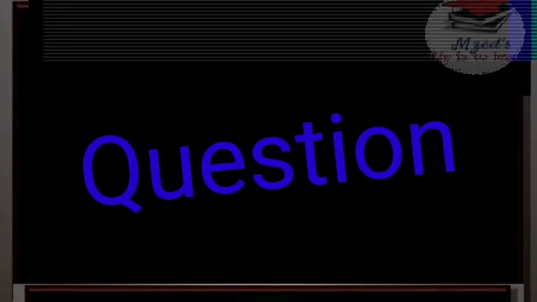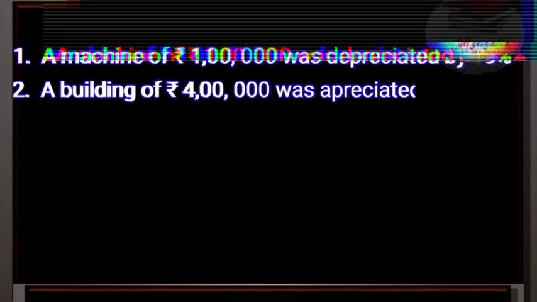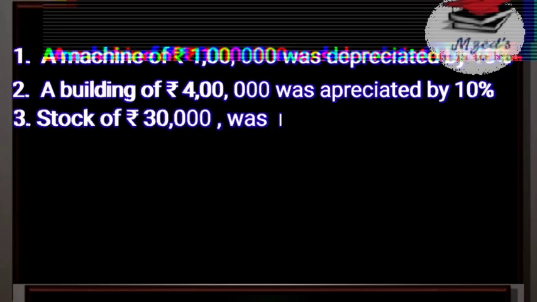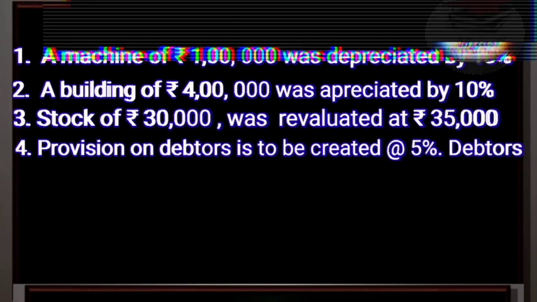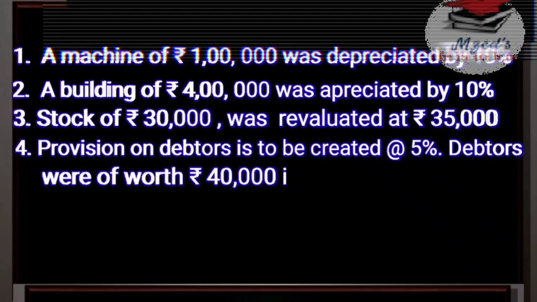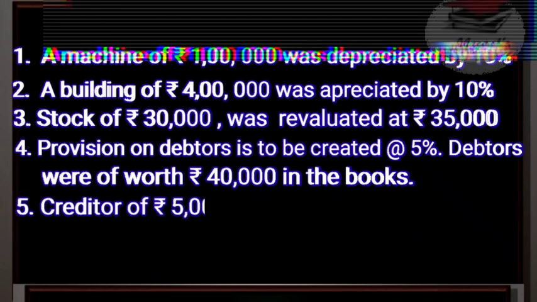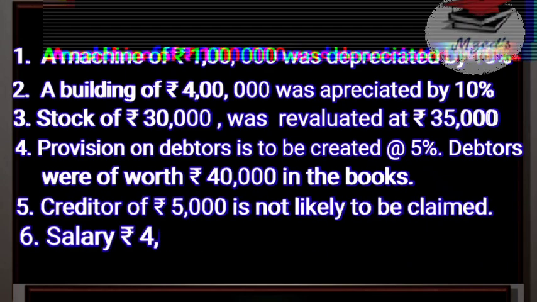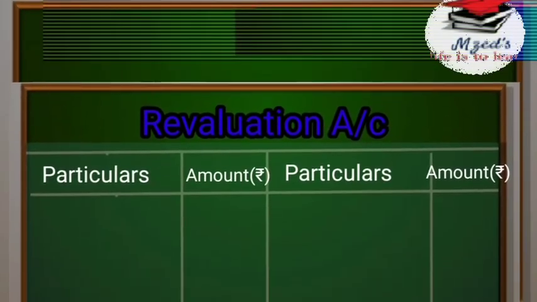In this question we are taking a machine of rupees 1 lakh was depreciated by 10%. A building of rupees 4 lakh was appreciated by 10%. Stock of rupees 30,000 was revalued at rupees 35,000. Provision on debtors to be created at 5%. Debtors were of worth rupees 40,000 in the books. Creditors of rupees 5,000 is not likely to be claimed. Salaries of rupees 4,000 is to be paid. Prepare revaluation account. So in the solution, first we will prepare the format.